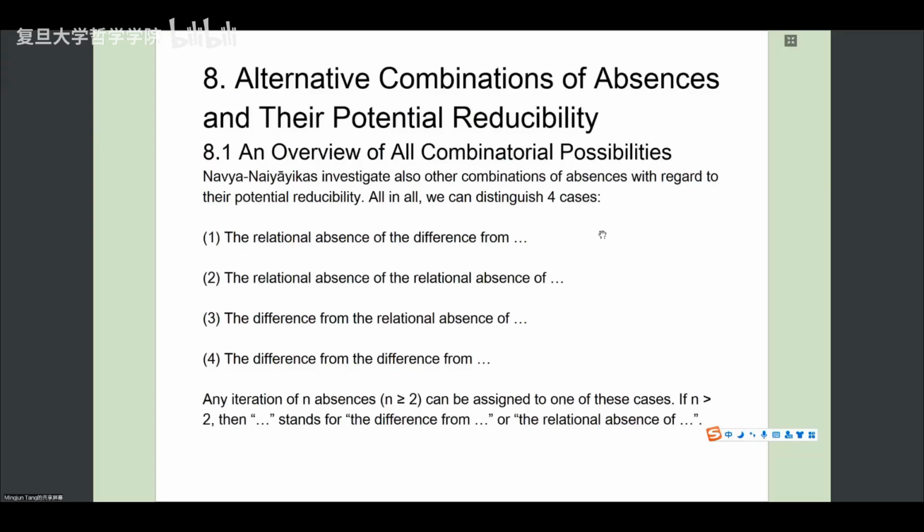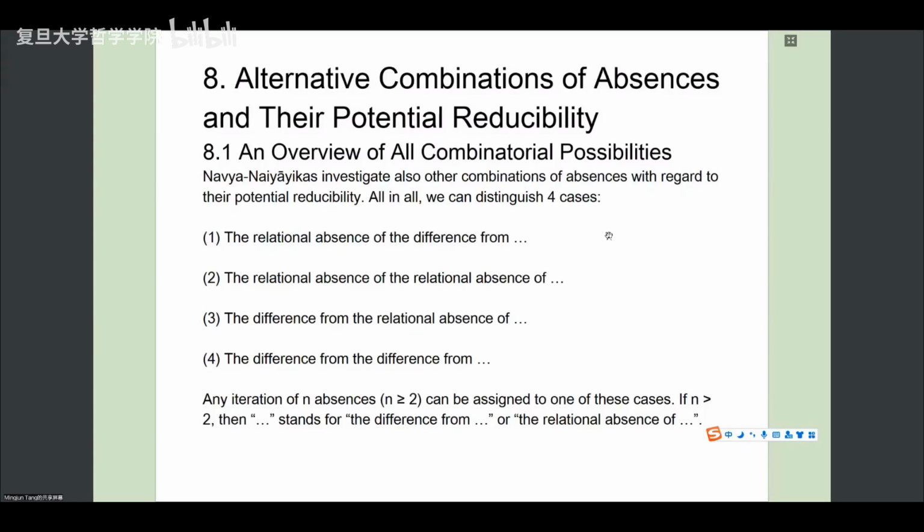We have alternative combinations of the absences in Navya-Nyaya. We have talked about 1, the relational absence of the difference from, but we can also talk about 2, the relational absence of the relational absence of. We can talk about 3, the difference from the relational absence of, and we can talk about 4, the difference from the difference from. Okay. And can all these combinations also be reduced? That's the question.